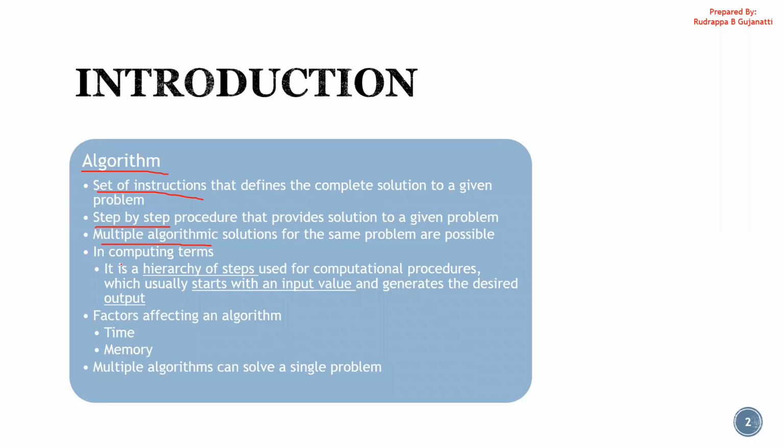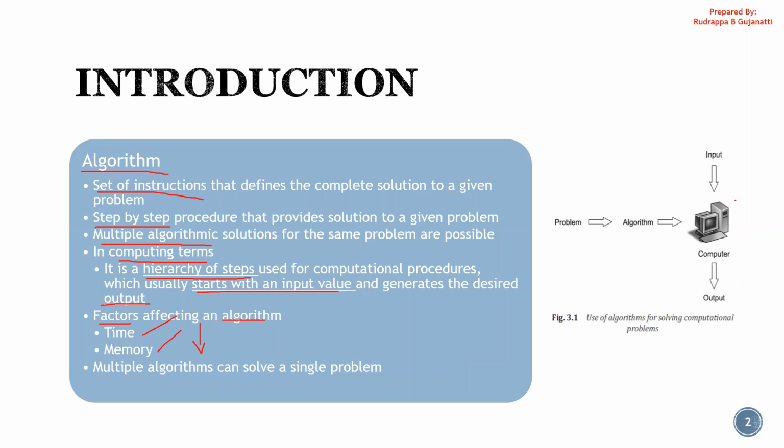When we speak about an algorithm in computing terms, it gives you the information pertaining to the hierarchy of the steps that have to be followed in order to obtain the desired output. So in this, you specify what you will be starting off with, that is the input value, and you are looking out for the expected output. The factors which affect the algorithm are two aspects, that is time and memory requirement. We try to see that both are less, but there will be a trade-off when we consider these aspects.